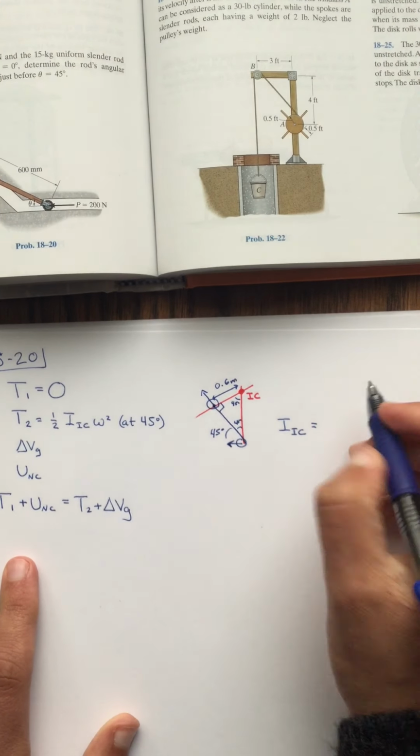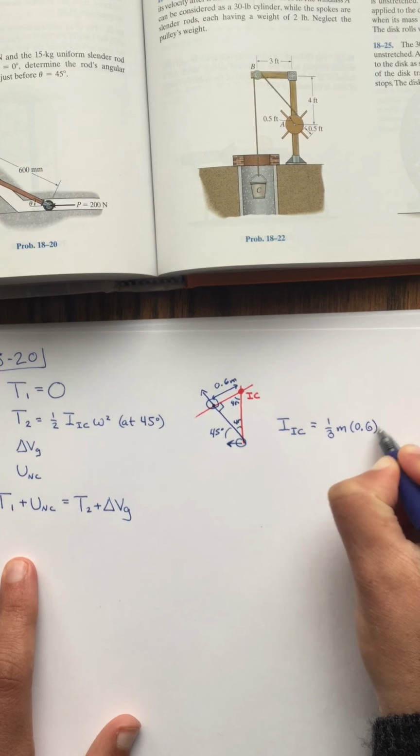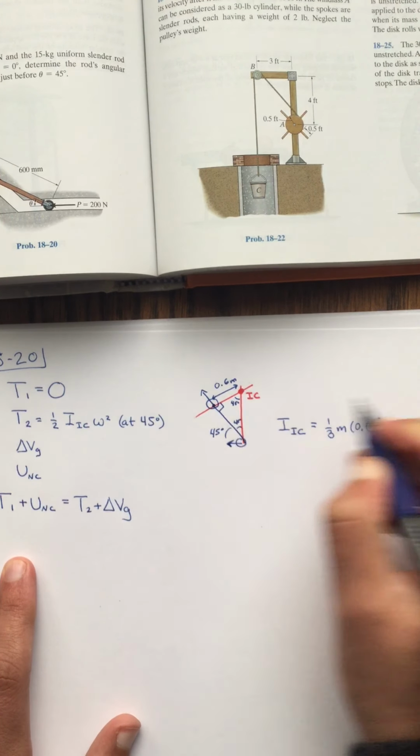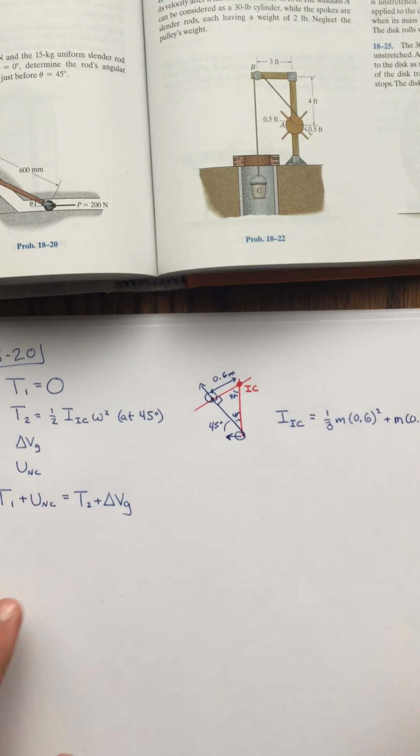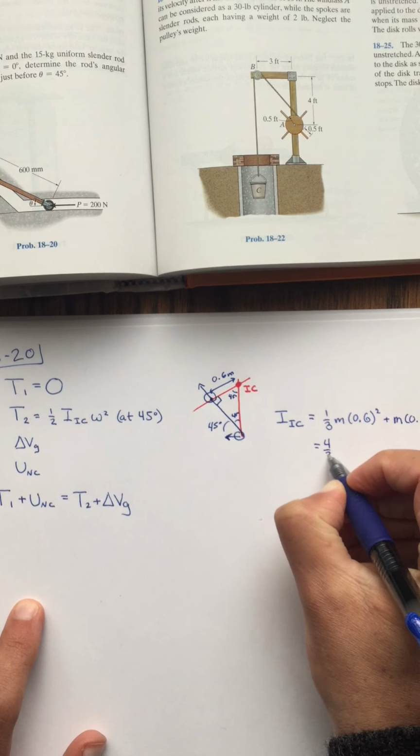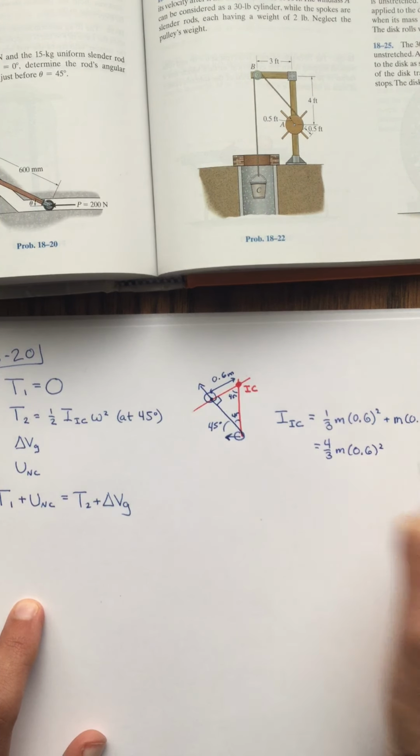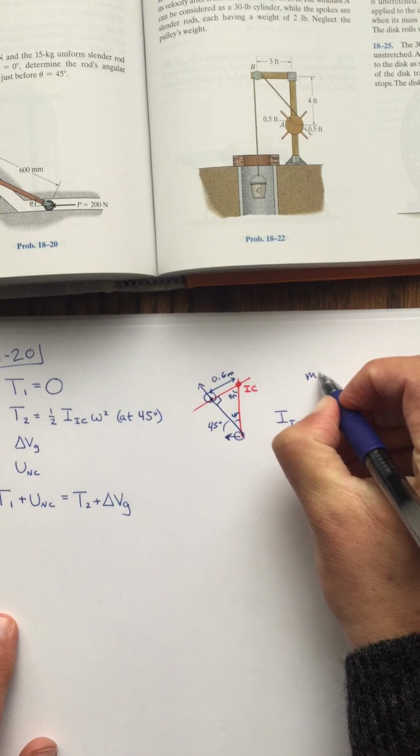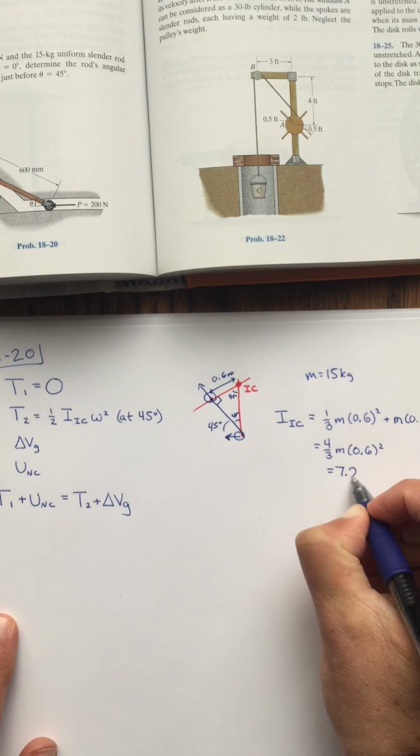So this is equal to 1/3 m. The length of the rod is 0.6, so that's 0.6 squared. And then from the parallel axis theorem, plus m times the distance between the old and the new axis squared. So that's another 0.6 squared. So that is 4/3 m times 0.6 squared. Okay. And if you want to put the mass in, the mass is 15 kilograms. So this is 7.2.